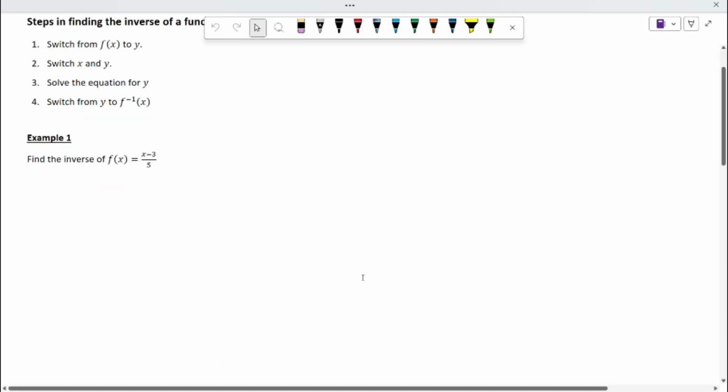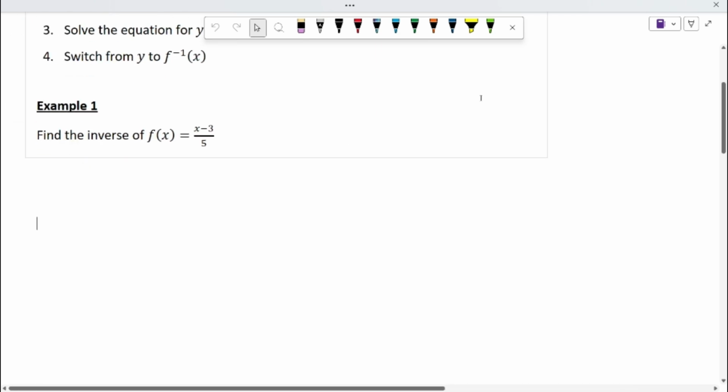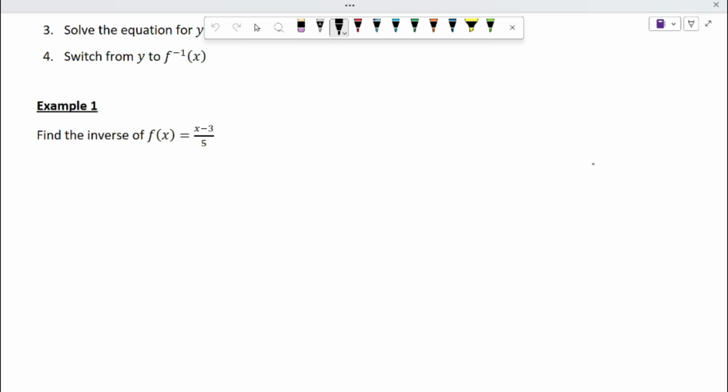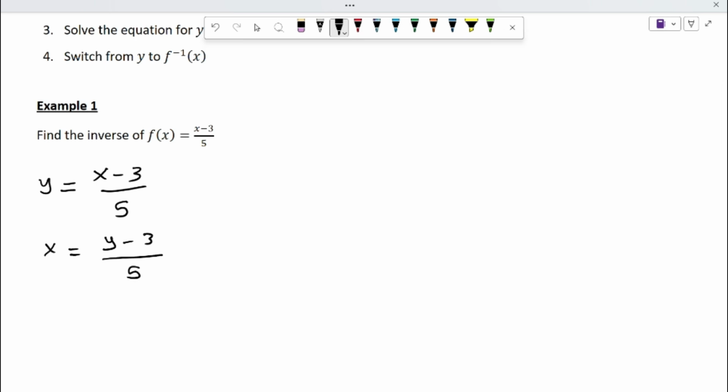All right, so let's look at the first example here. It says find the inverse of f of x equals (x minus 3) over 5. So I'm going to make this bigger, and let's go ahead and solve that. So we're going to follow all the steps that we had above in this problem. So our first step was to switch from f of x to y. So we're going to say y equals (x minus 3) over 5. Our next step, we said, is switch x and y. So x equals (y minus 3) over 5. That's our next step. And then the following step is solving the equation for y.